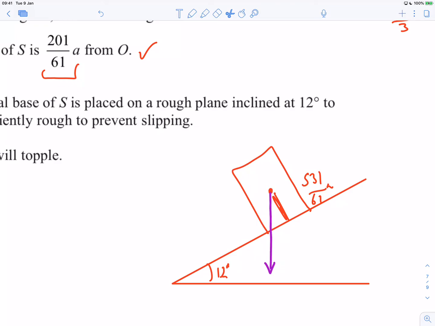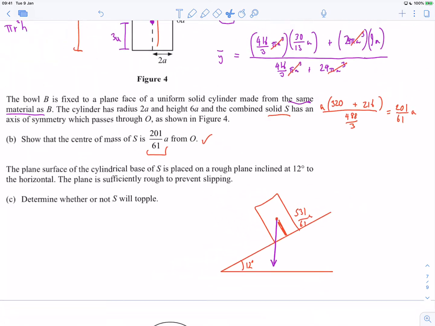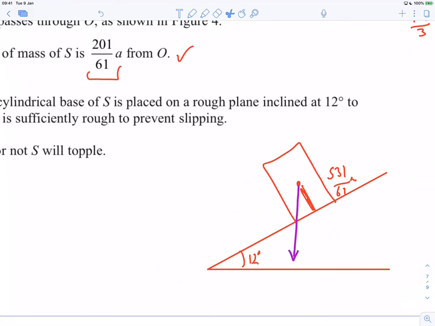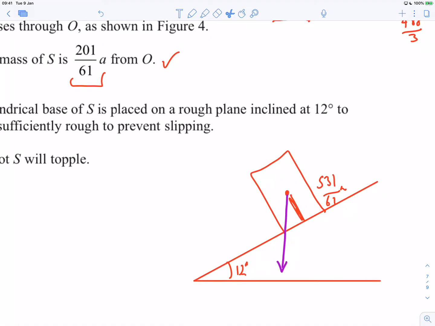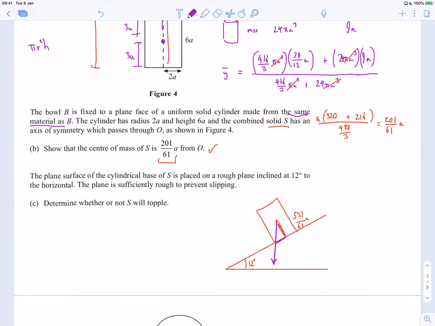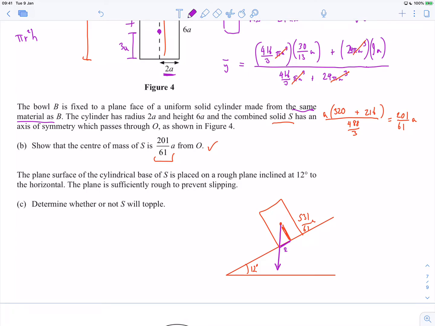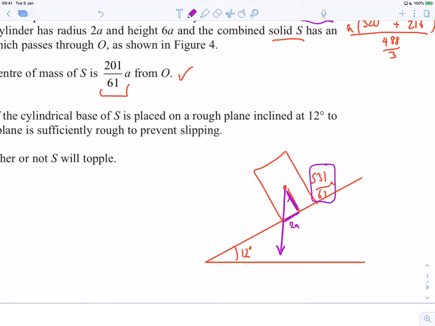So, if it's on the point of toppling, so determine whether S will topple or not, what we need to do is think very carefully, is this the case or not? So, what do we need to do? Well, what's this length here? This length is just the width of that, which is 2A, and this height here is 531 over 61A. So if I want to work out this angle theta, say, then clearly tan of that theta is the opposite, which is 2 over the adjacent, which is 531 over 61.